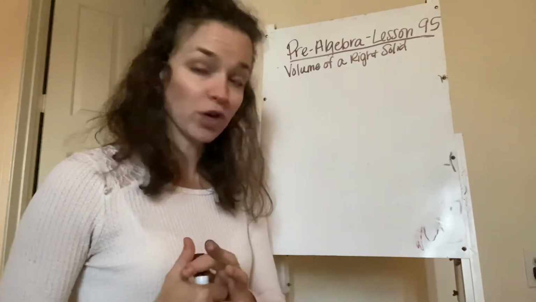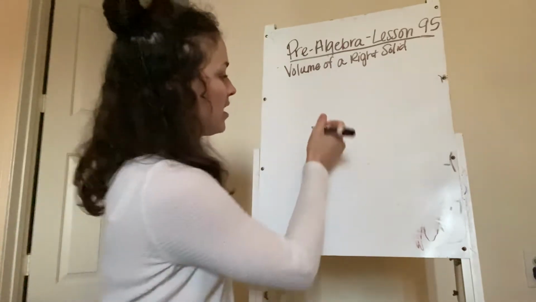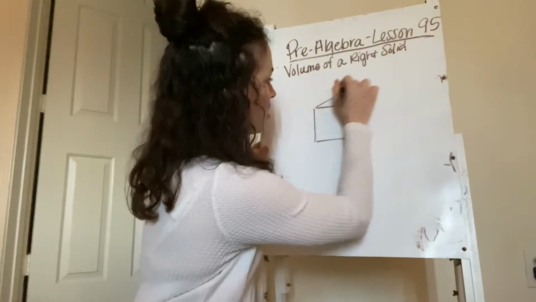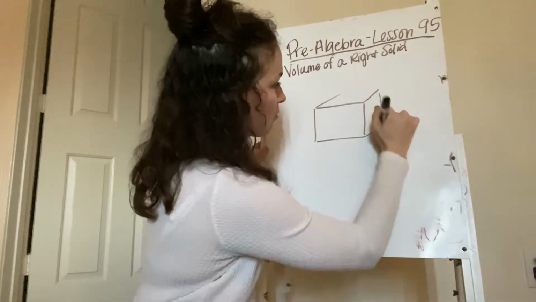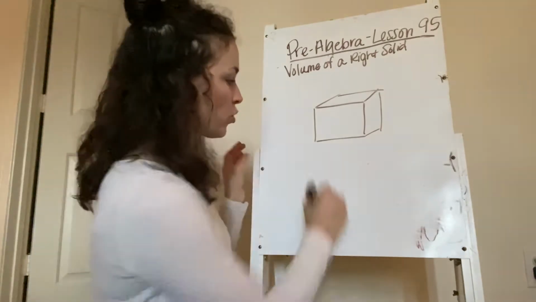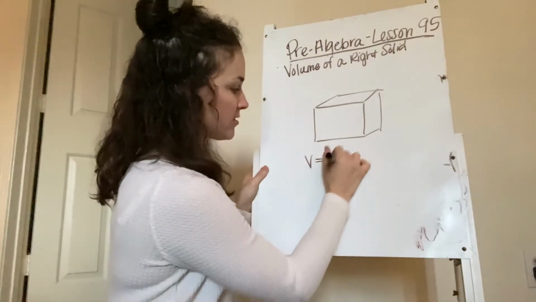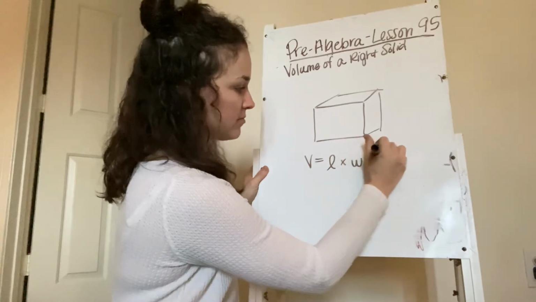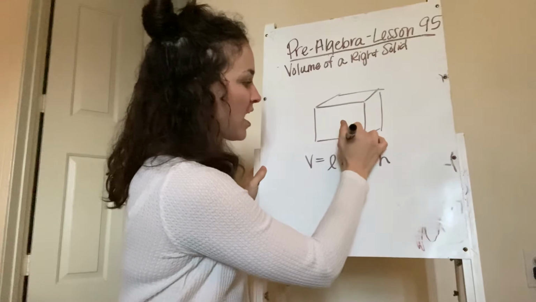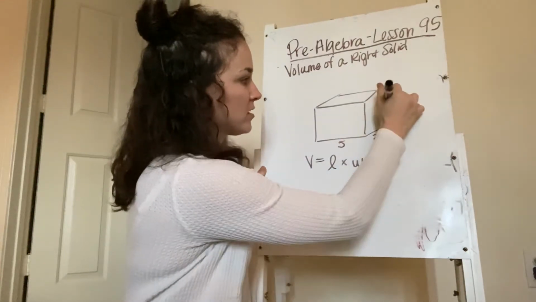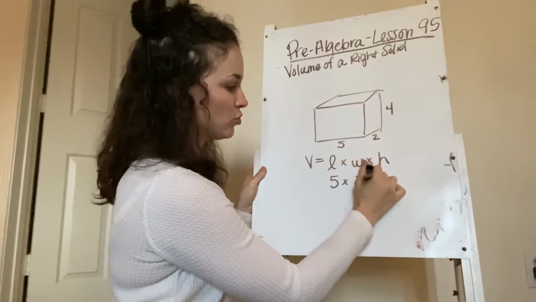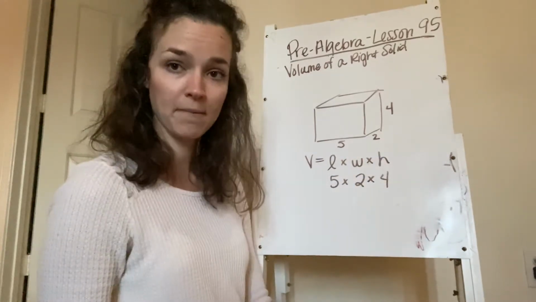So let's just review real quick what we did with the sugar cubes. With the sugar cubes, you formed a prism somewhat like this, okay? And then we said that in order to find the volume, you would have to multiply the length times the width times the height. So for example, if this was 5, this was 2, and this was 4, you would be multiplying 5 times 2 times 4, okay?